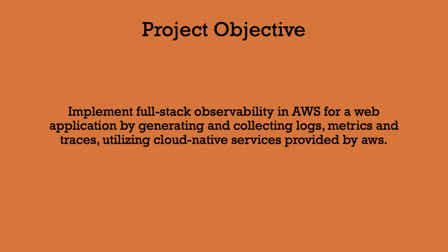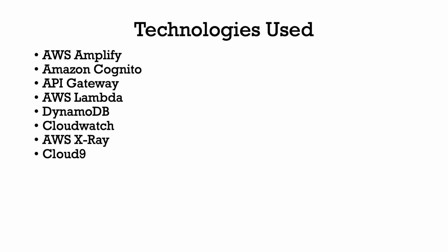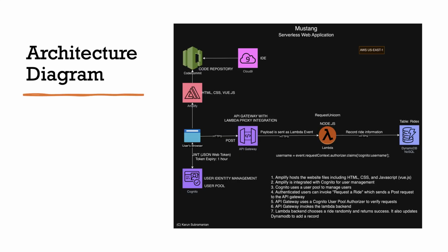Here is a project objective. Implement full-stack observability in AWS for a web application by generating and collecting logs, metrics, and traces utilizing cloud-native services provided by AWS. I used the following technologies: Amplify, Cognito, API Gateway, Lambda, DynamoDB, CloudWatch, X-Ray, and Cloud9.